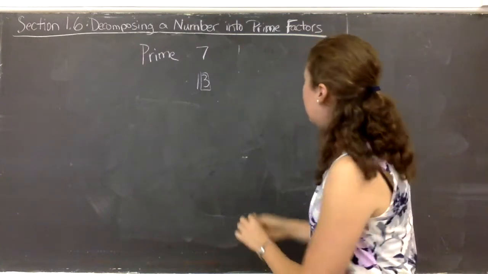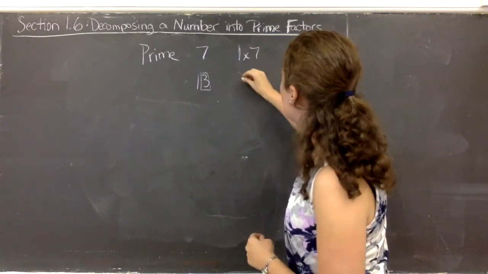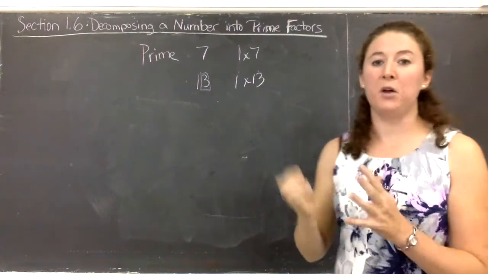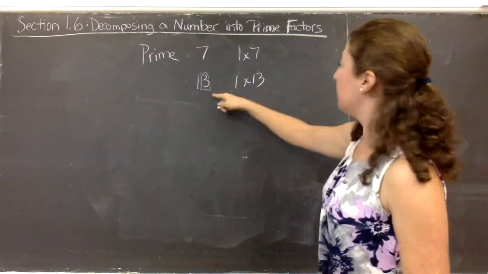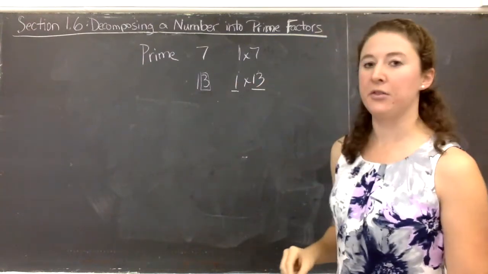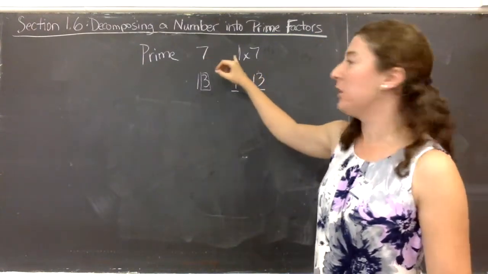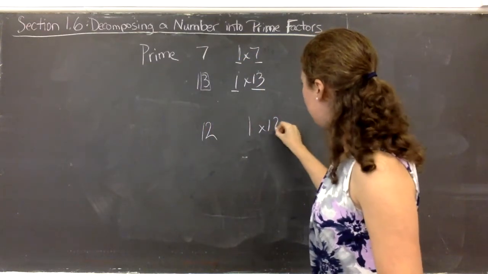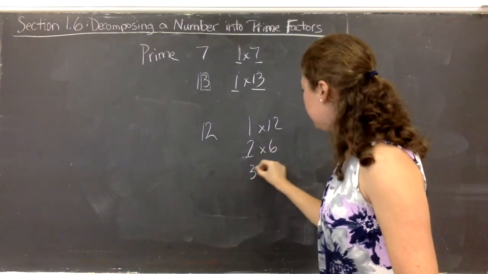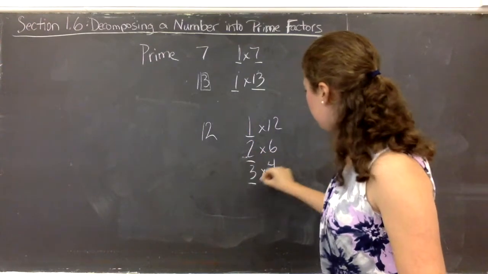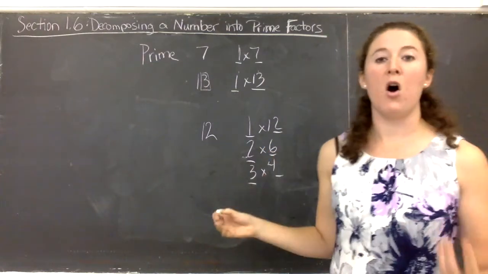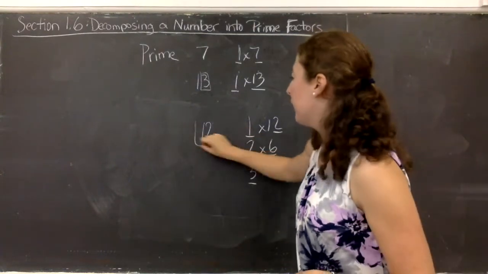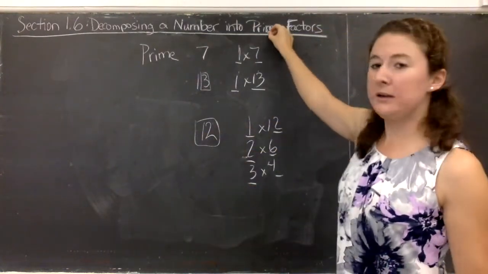A factor is a number we multiply together to get a number. So the factors of 13 are 1 and 13. The factors of 7 are 1 and 7. When we had 12, we had 1 times 12, 2 times 6, and 3 times 4. So 1, 2, 3, 4, 6, and 12 are all factors. You multiply two numbers together to get a product. Now we need to break things down.